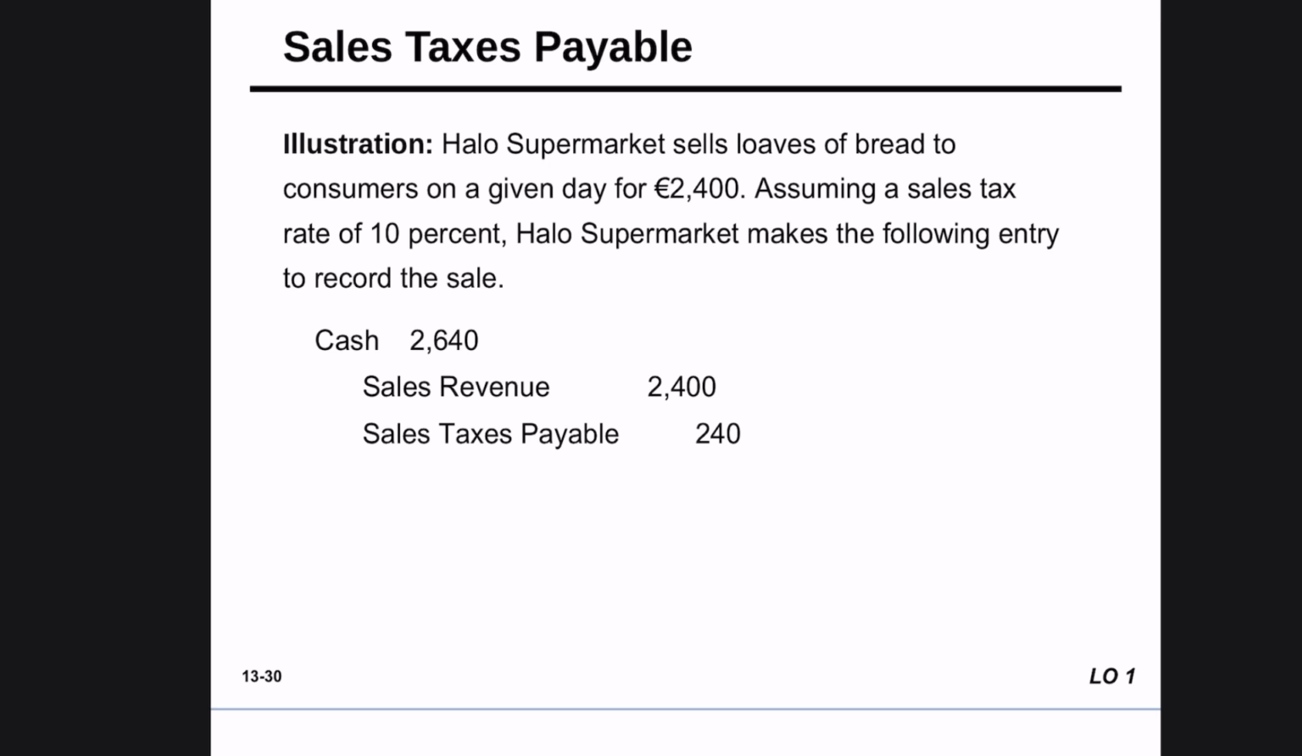So the Hello Supermarket makes the following entry to record the sales. They've made sales of 2,400 plus 10% sales tax. So the supermarket will credit sales revenue of 2,400, plus 10% of 2,400, which is 240. It's going to be considered payable because we have to pay it to the government. So at the end, the supermarket would collect 2,640, which is a debit to cash.